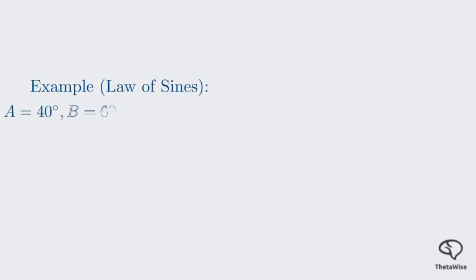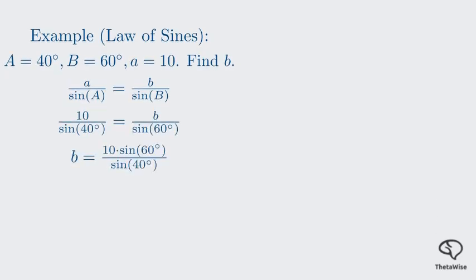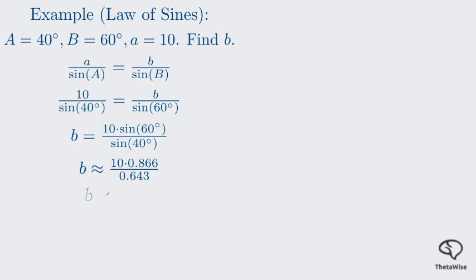Let's look at an example. Suppose we have a triangle where angle A is 40 degrees, angle B is 60 degrees, and side a is 10 units long. We want to find the length of side b. We set up the law of sines. We know a, and we know A and B, and want to find b. So we use the part of the law that relates these four values. To solve for b, we multiply both sides by sine of 60 degrees. So b equals 10 times sine of 60 degrees divided by sine of 40 degrees. Using a calculator, we find that b is approximately 13.47 units.